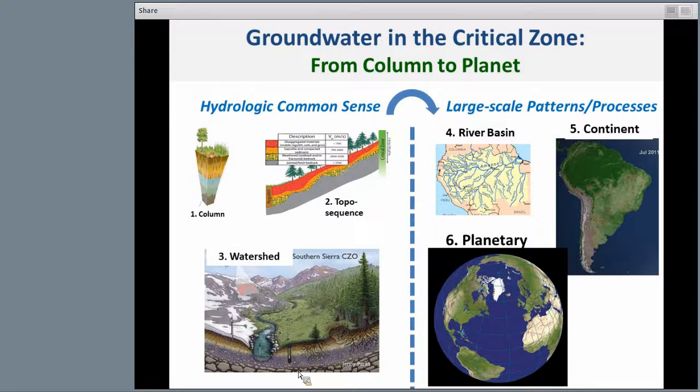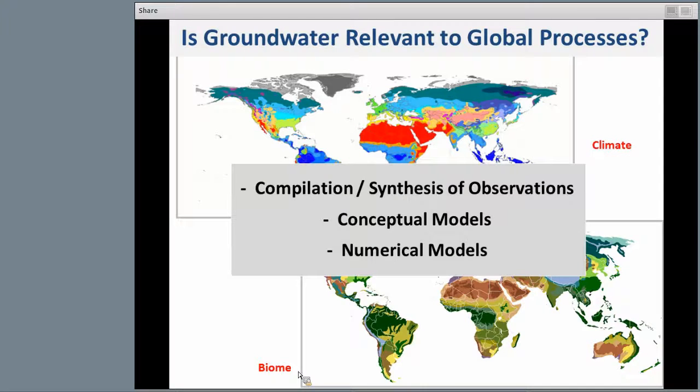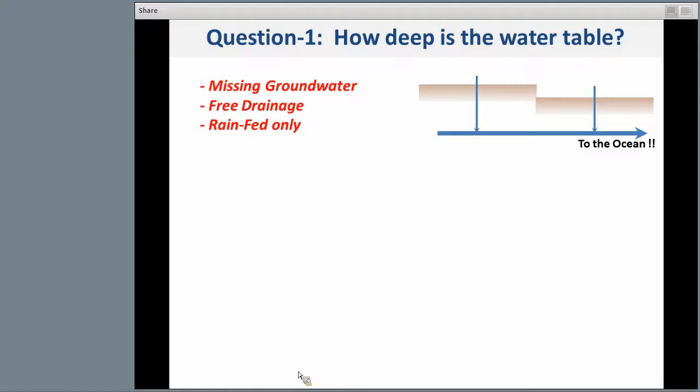And perhaps there is a more important reason. That what we know as true, what we hold dear and near to our heart, the hillslope, the column, and the watershed processes, are just not important. They just cancel out. When we zoom out, we just don't see that. Maybe that is the reason. After all, our notion of the water distribution on land and our biome distribution on land are all very much guided by the large-scale climate patterns. And also, we haven't seen a groundwater table, and so it cannot be important, right? So that's my question for the last 10 years. Is groundwater relevant to global processes, the way we understand it?